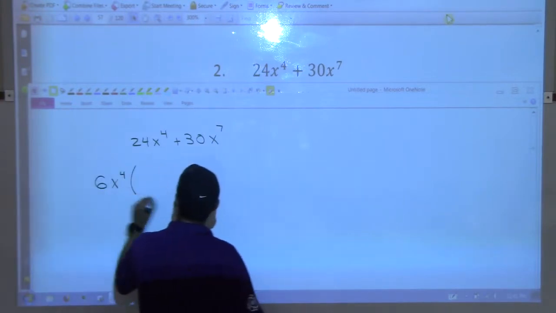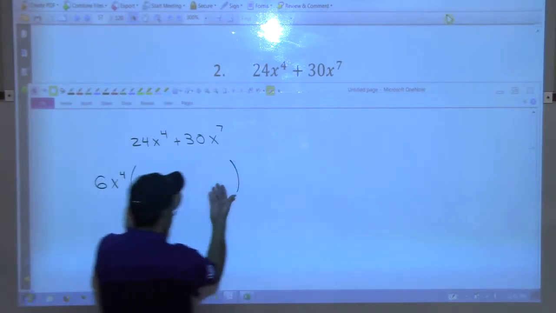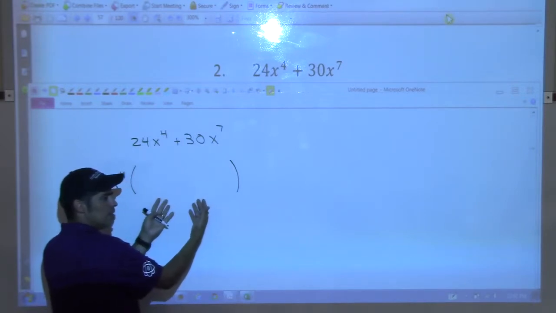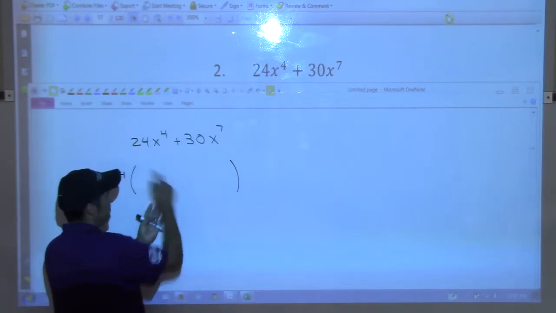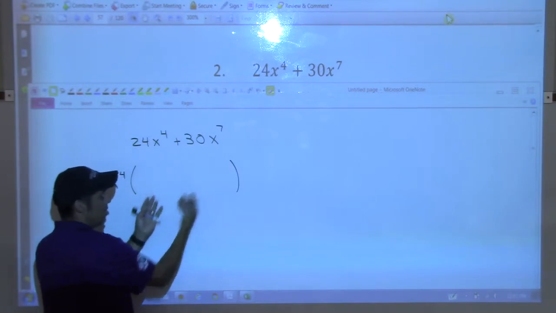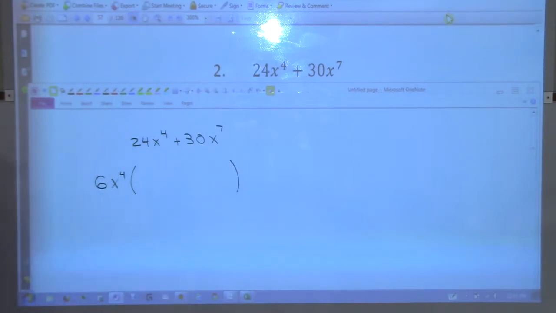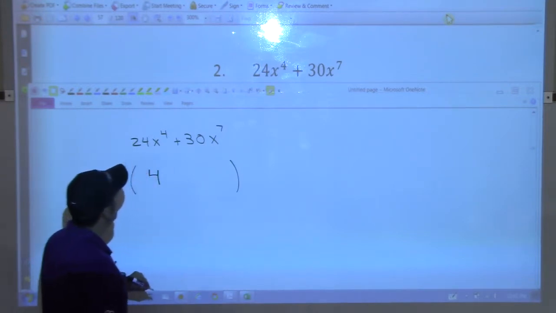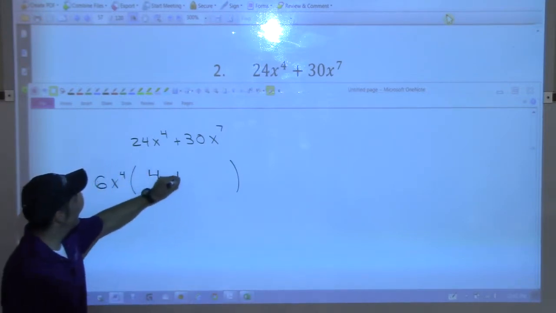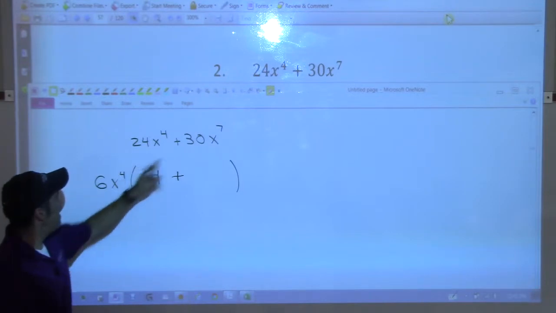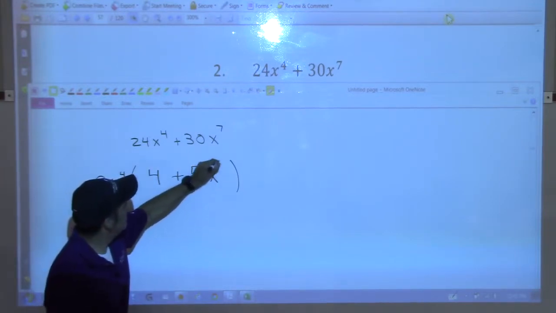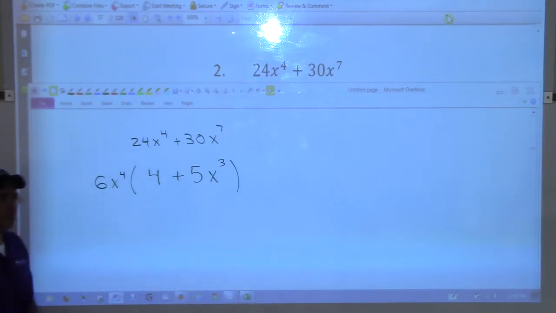And then in parentheses, how many terms are going to go in here? How many pieces will we have inside the parentheses? 2, right? Because there's 2 here, so there will be 2 here. What are they? 4. Okay. Plus 5, because 6 times 5 gives us 30. Okay, good. All right, so that's our first step, right?